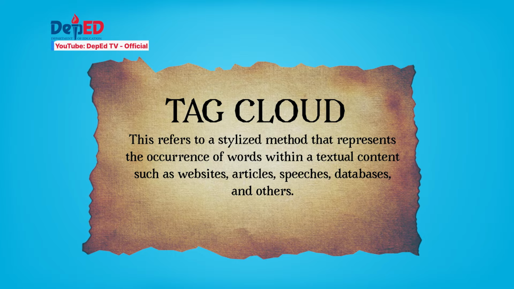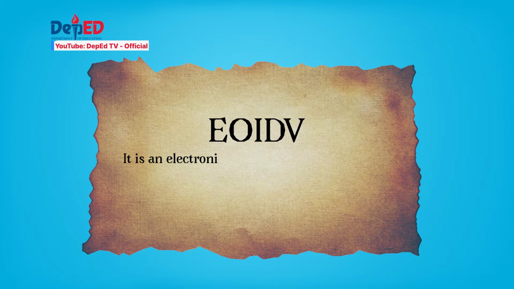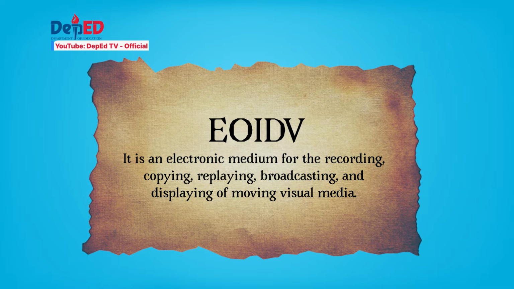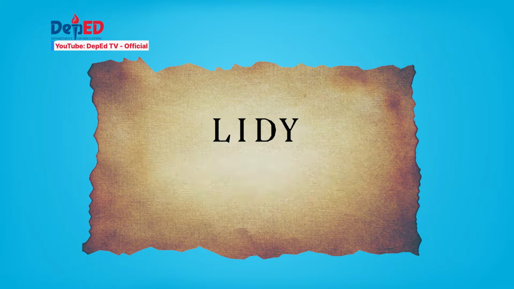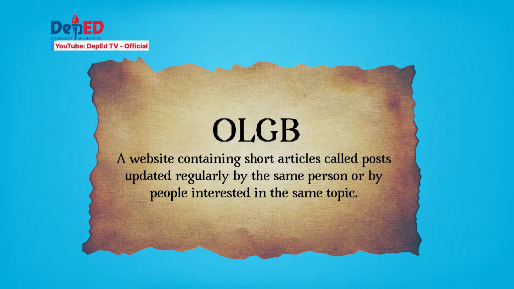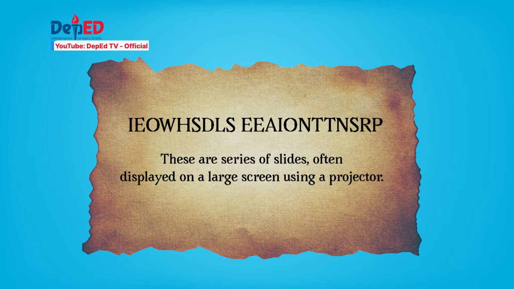Right, tag cloud. Number 2, it is an electronic medium for the recording, copying, replaying, broadcasting, and displaying of moving visual media. Great, video. Number 3, this is a website containing short articles called posts that are changed regularly. Bingo, blog. Number 4, these are a series of slides often displayed on a large screen using a projector.